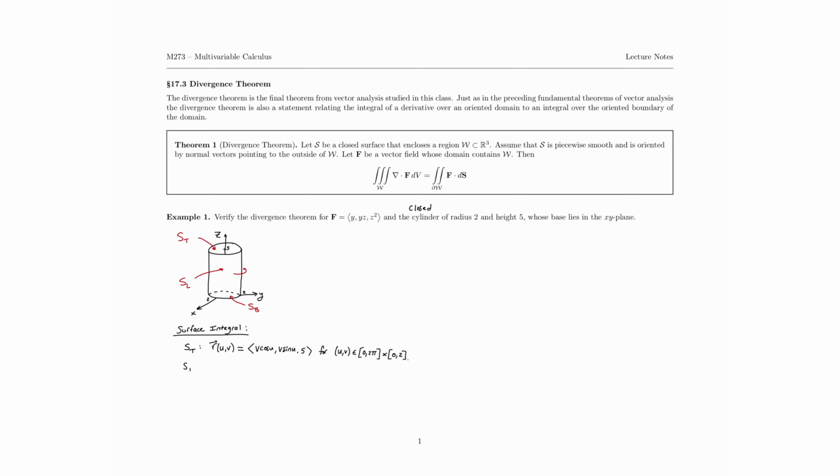So then we have the bottom. We'll do that since it's very similar in how we choose to parameterize this. This will also be v cos u, v sin u, but here the z component is 0. Our domain here will actually be the same though. This is for (u,v) in the interval 0 to 2π, Cartesian product with 0 to 2.